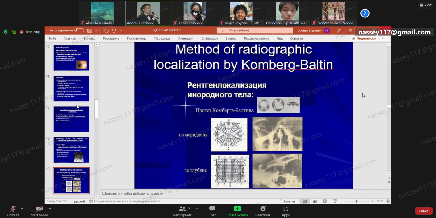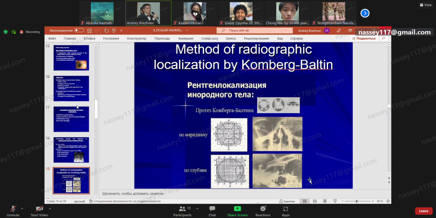Method of radiographic localization by Comberg-Baltin. We use a special aluminum indicator. It looks like a contact lens, which we put on the surface of the injured eye. This indicator has 4 dots on its surface, which we can see on the X-ray picture. This is the X-ray with the help of this indicator, and you see 4 white dots.